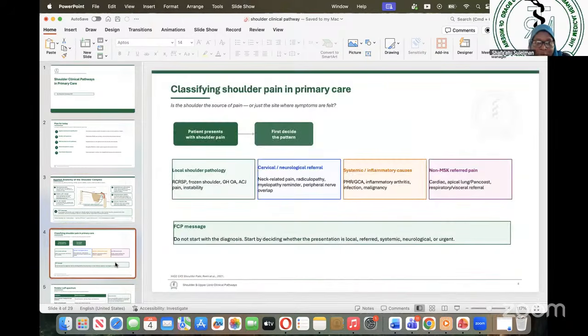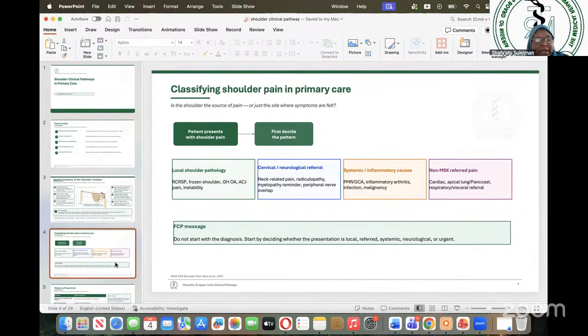So, just move into classifying shoulder pain. When we are classifying shoulder pain in primary care, we see a patient, let's say, that presents to us with shoulder pain. The first thing is to decide what is the pattern. Is it locally from the shoulder? Does it have to do with rotator cuff related pain? Is it a frozen shoulder, typical glenohumeral osteoarthritis, acromioclavicular joint pain, or instability?